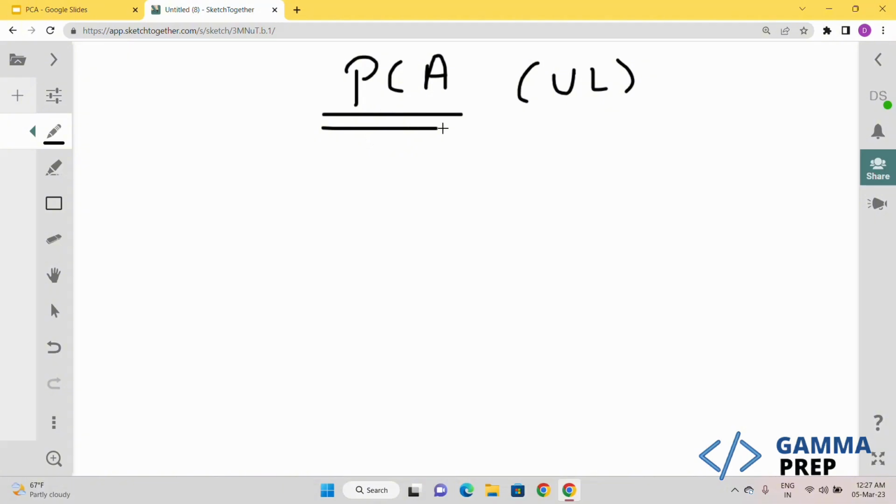Now, why do we need principal component analysis? Because of the curse of dimensionality. What is the curse of dimensionality? That is when your data set has a lot of dimensions or a lot of features. For example, you have a data set with 1 billion records and 10,000 features. If you see, this data is huge. The number of features is very, very high.